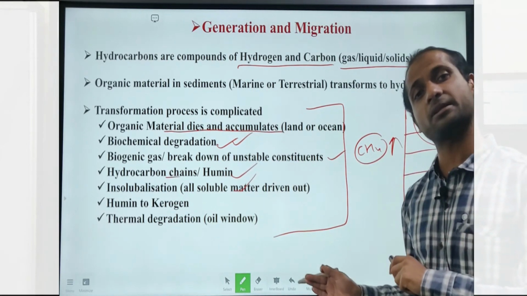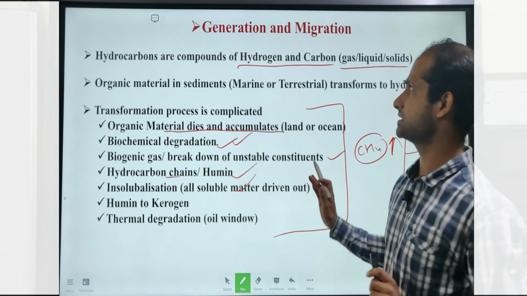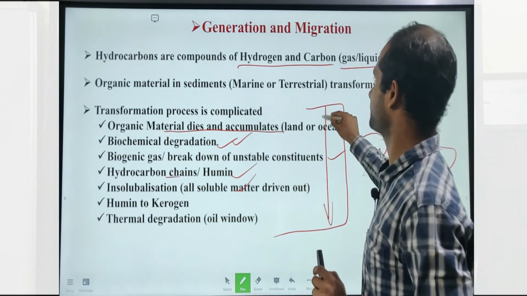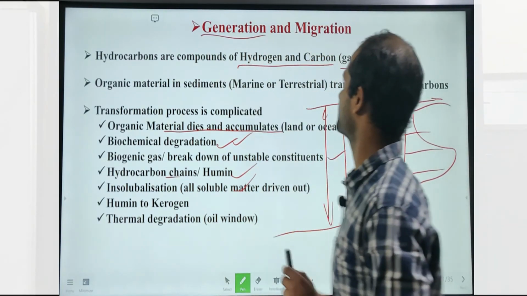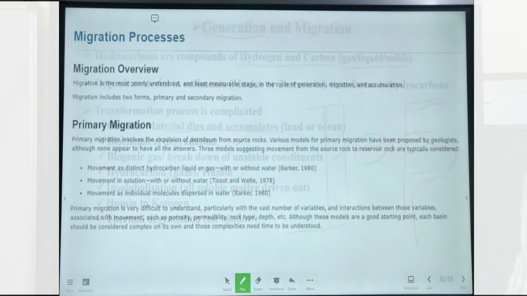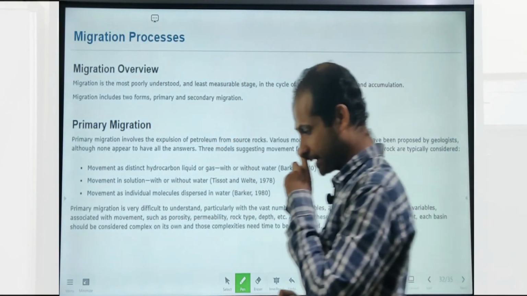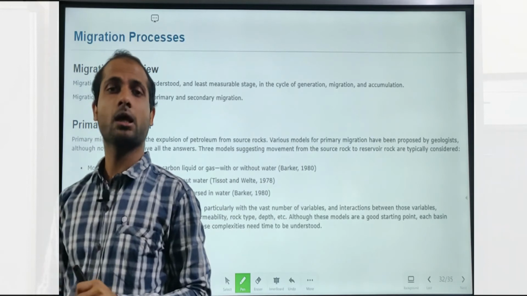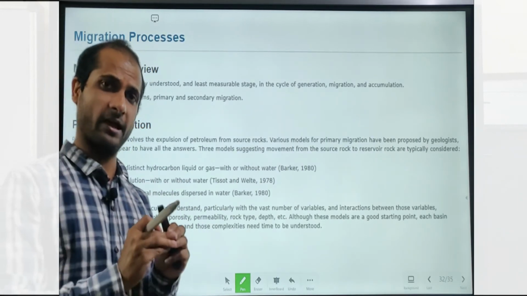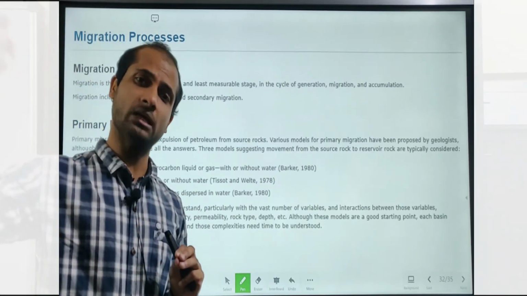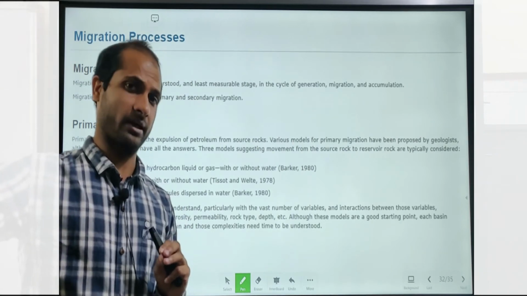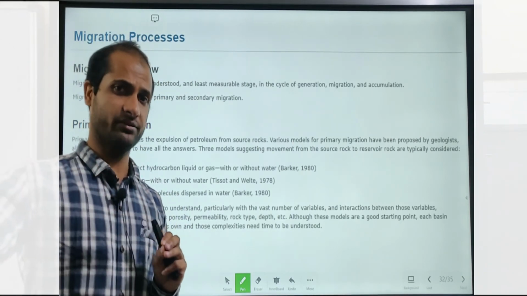After that we have the metamorphic stage. All those we have discussed in great detail. That means the generation part we have already covered. Next comes our migration part. Migration means the movement of hydrocarbon from the source to the reservoir, or from the kitchen to the trap.